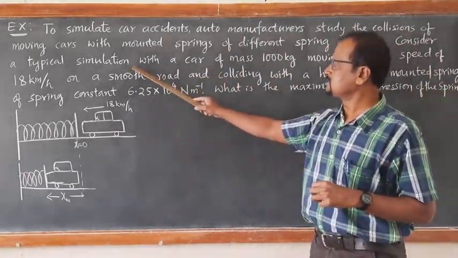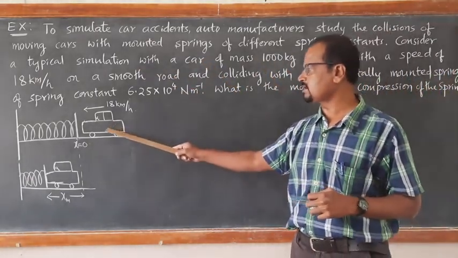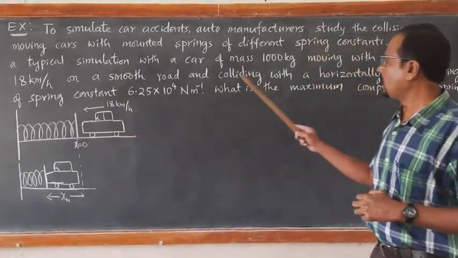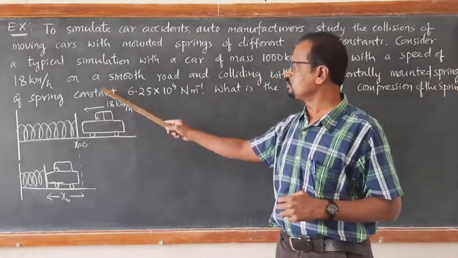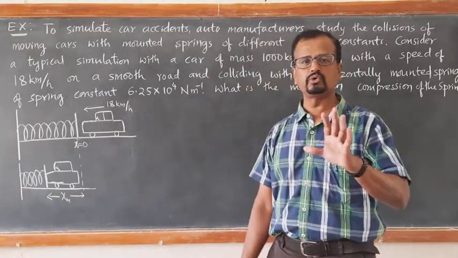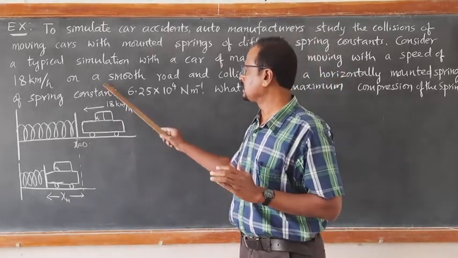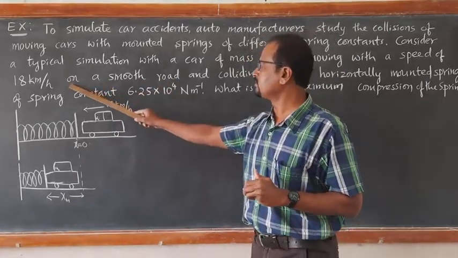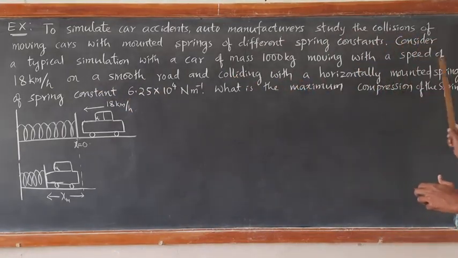Consider a typical simulation with a car of mass 1000 kg. It is moving with a speed of 18 km per hour on a smooth road, meaning we are neglecting the friction, and it is colliding with a horizontally mounted spring.